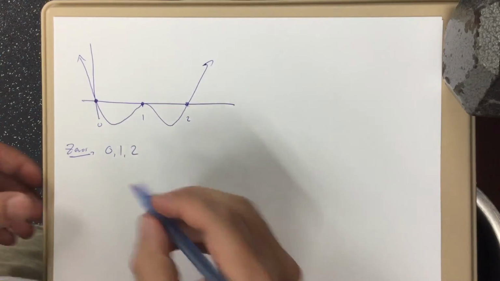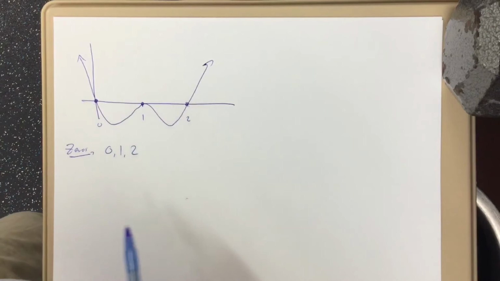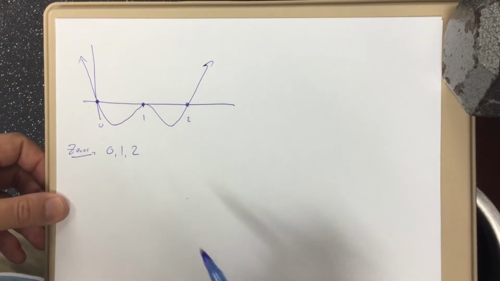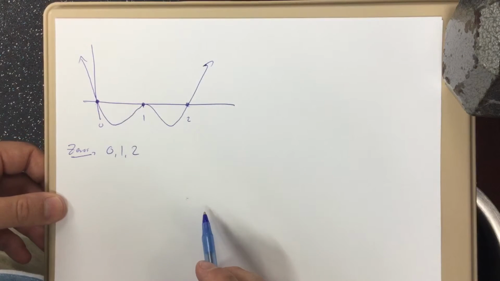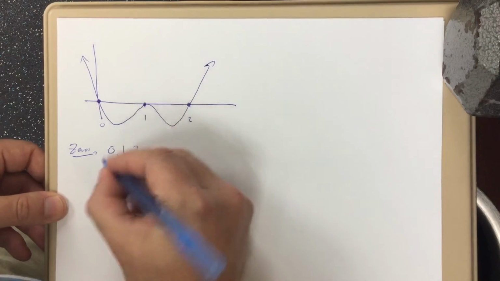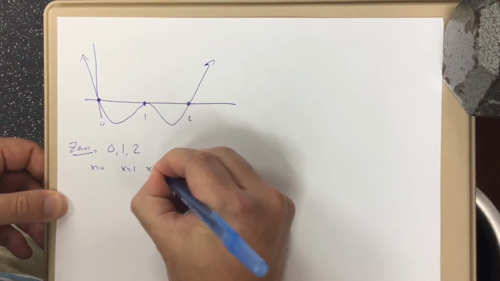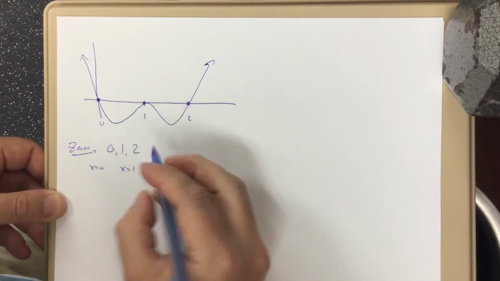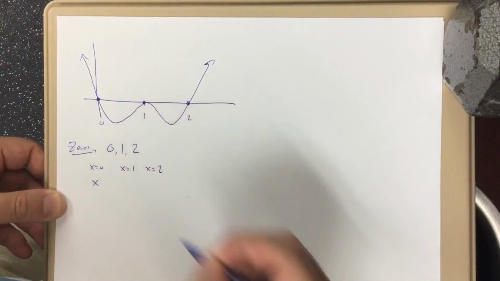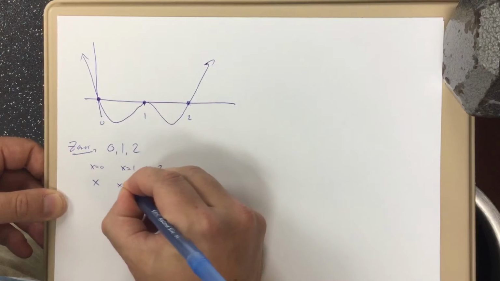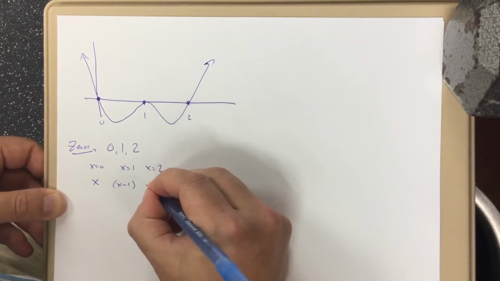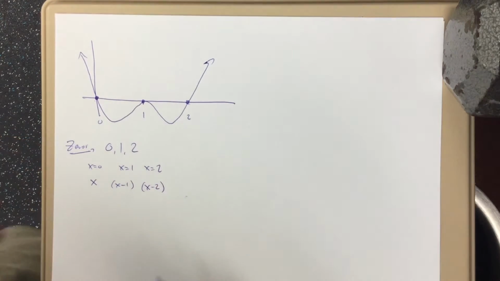Now we can write out the different factors. We've got x equals 0, x equals 1, and x equals 2. So this one's just going to be x. This one's going to be x minus 1. This one's going to be x minus 2. And then we could multiply all these together.